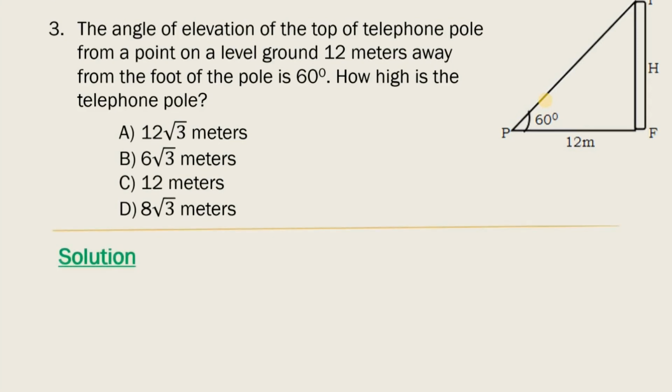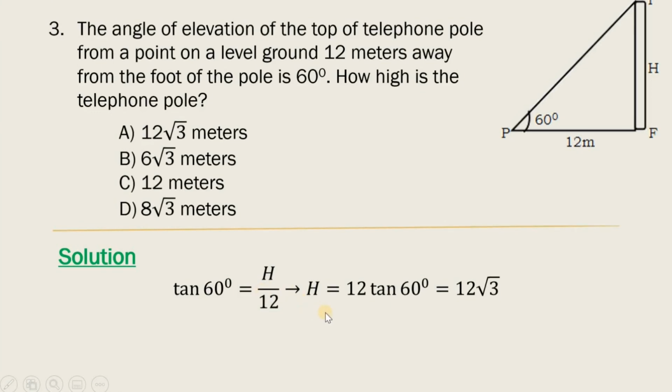Here's the solution. We need to use tan 60 to get h over 12, because tan is equal to opposite over adjacent. This means that h equals 12 times tan 60, or 12 root 3. So the answer is A, 12 root 3 metres.